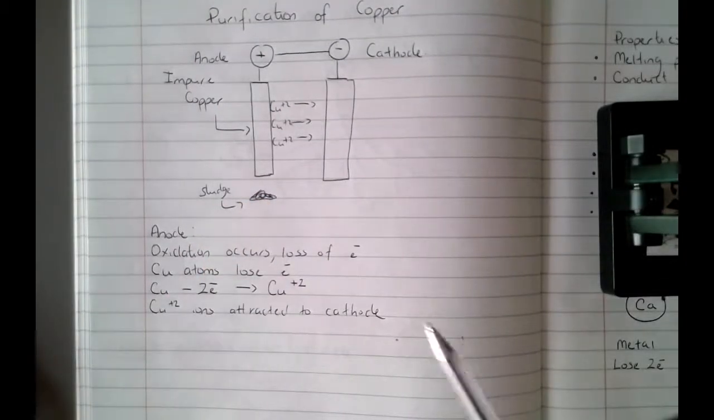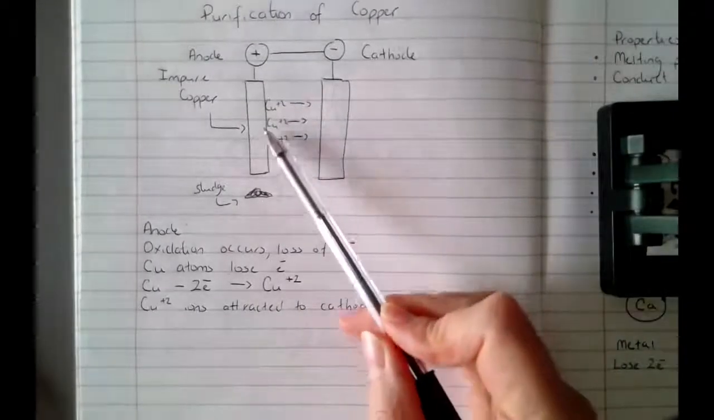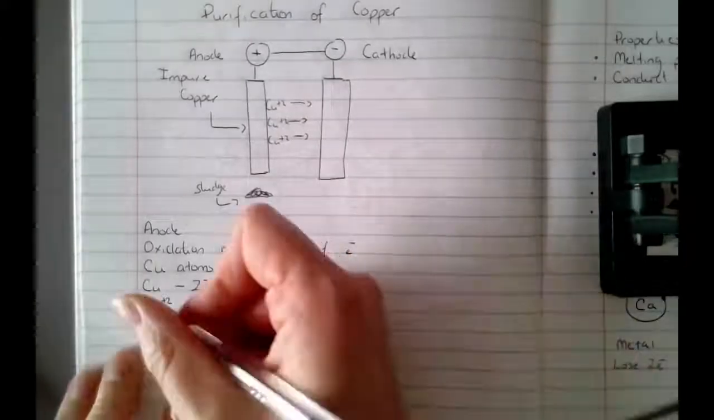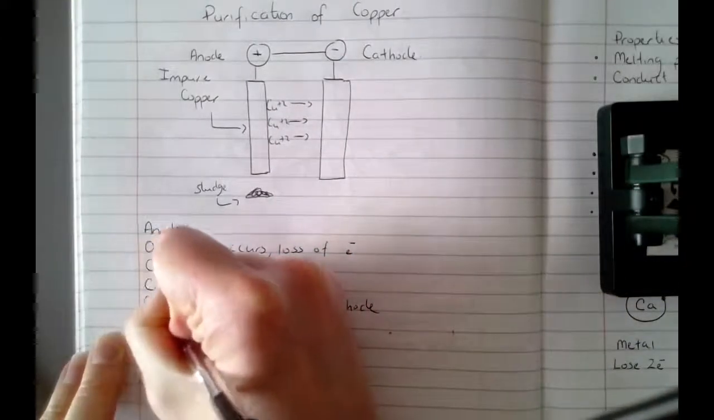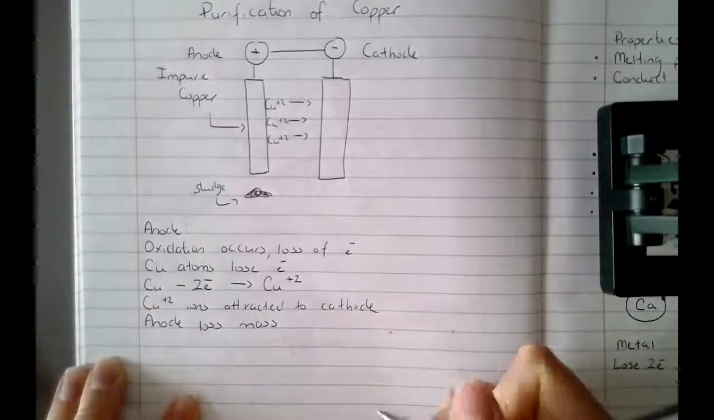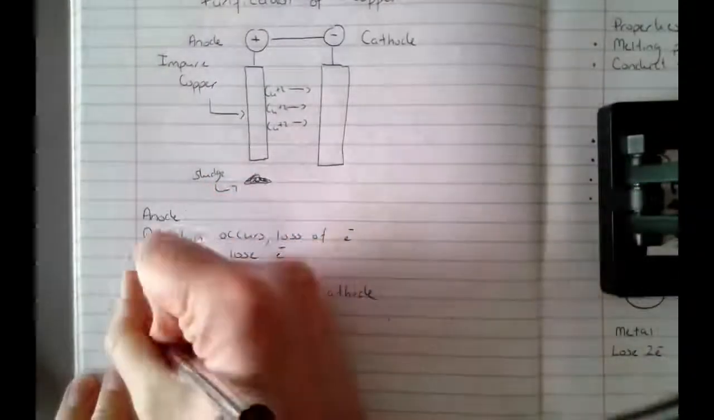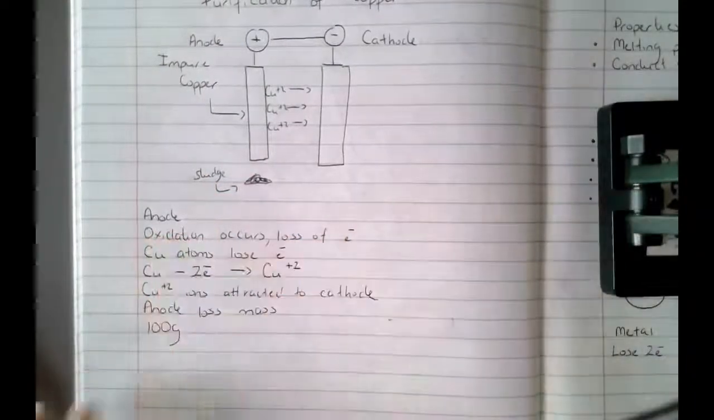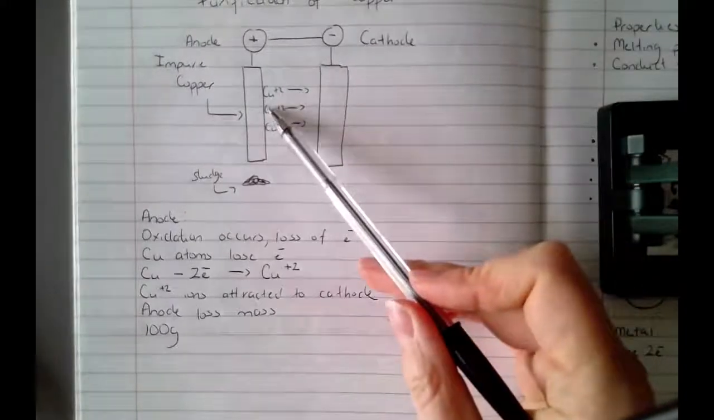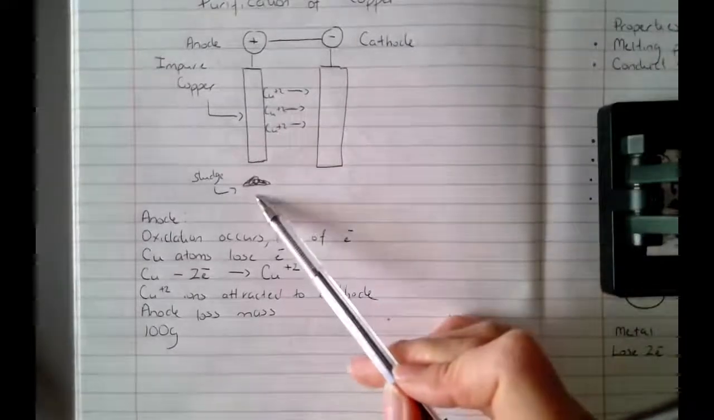Overall, because your impurities are just dropping down to the bottom as sludge, and because your copper atoms are becoming ions and moving to the cathode, your anode is going to lose mass. So let's say, for example, that our impure piece of copper that we connected to the anode started off with a mass of 100 grams. From that piece of impure copper, your copper atoms become ions and move. Your impurities become sludge and fall to the bottom.